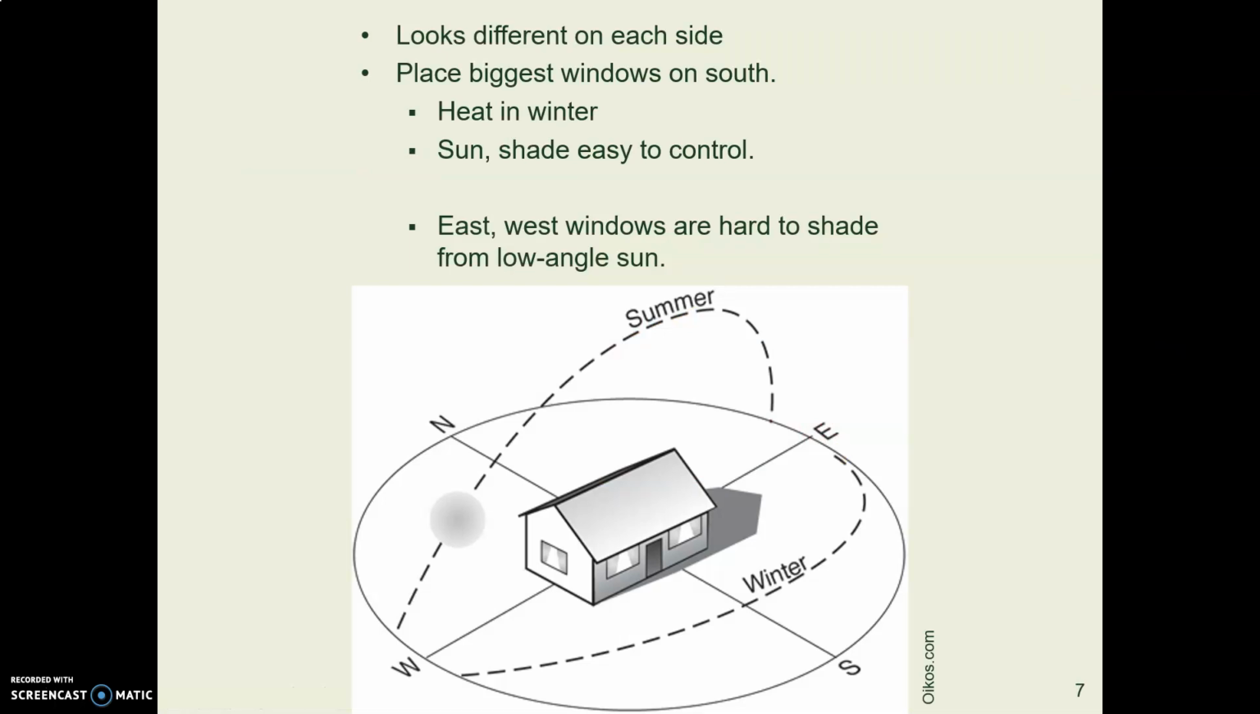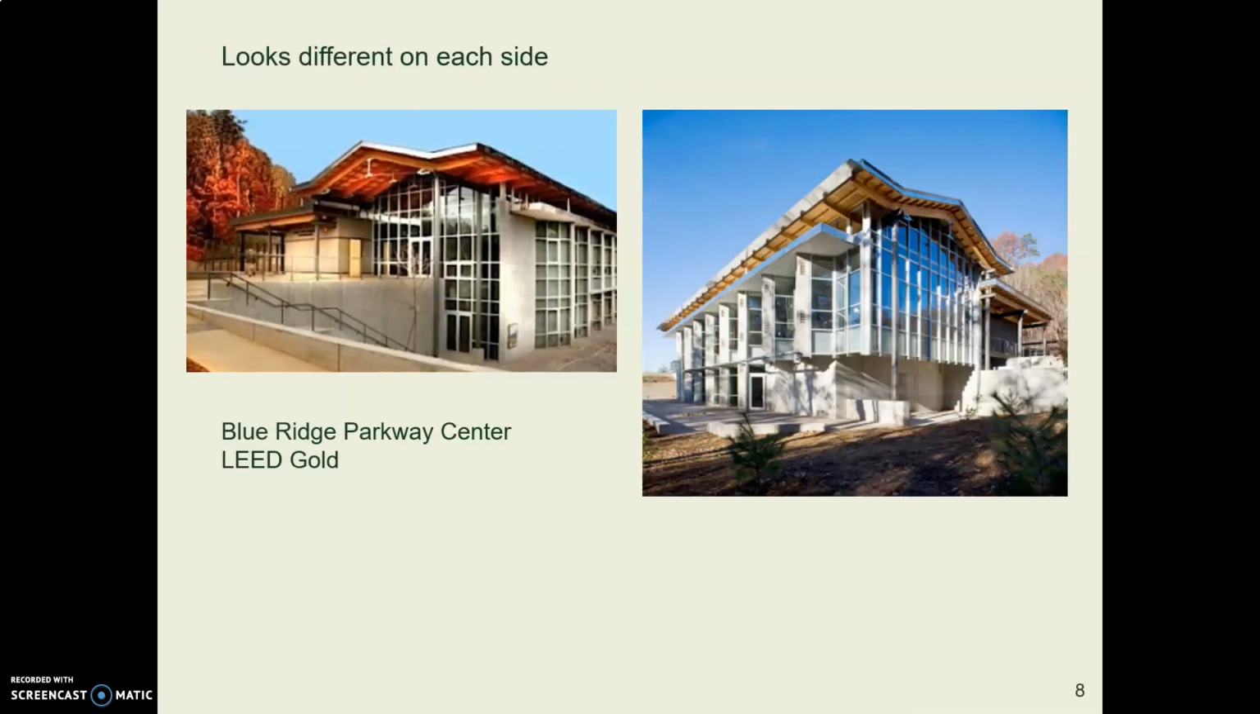A house that's heated with passive solar is going to look different on each side. It'll have big windows on the south, smaller windows on the east, really smaller windows on the west, and then on the north, sun doesn't get in, so that could be anything.